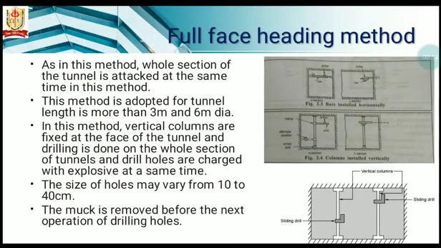In this method, vertical columns are fixed at the face of the tunnel and drilling is done on the whole section of the tunnel, and the drill holes are charged with the explosive at the same time. The size of the holes may vary from 10 to 40 centimeter. Then the muck is removed before the next operation of drilling holes.